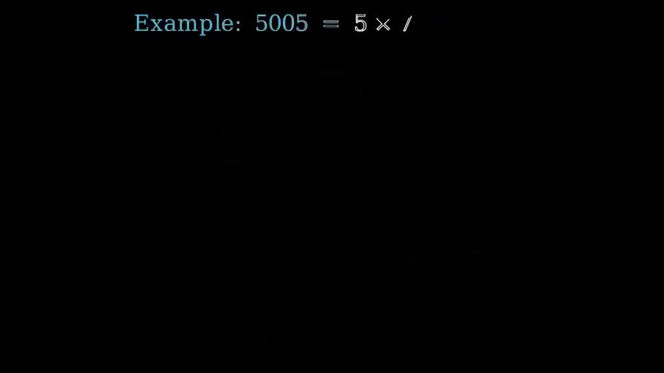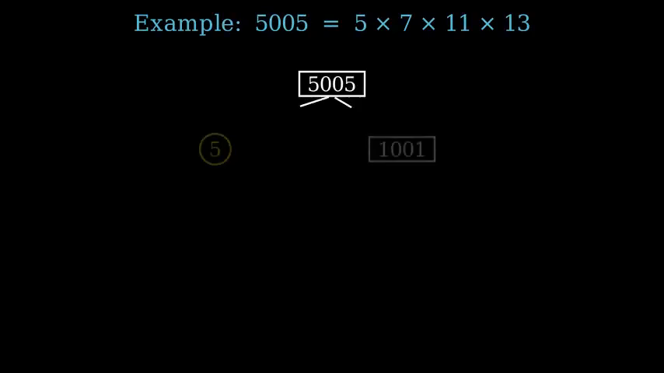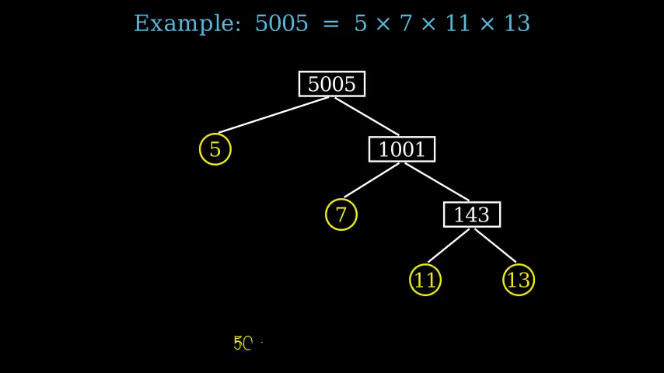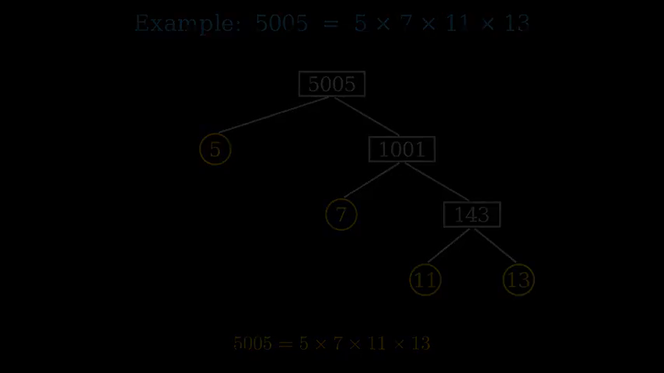Example 2. The number 5005. 5005 splits into 5 and 1001. 1001 splits into 7 and 143. 143 splits into the primes 11 and 13. Therefore, 5005 equals 5 times 7 times 11 times 13.